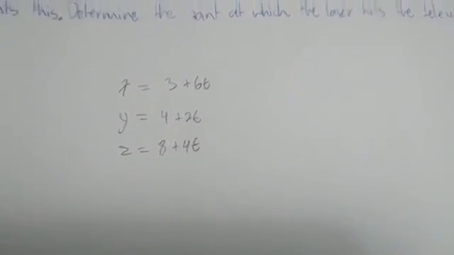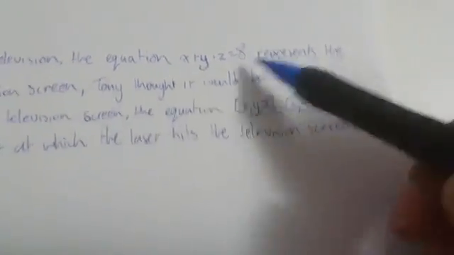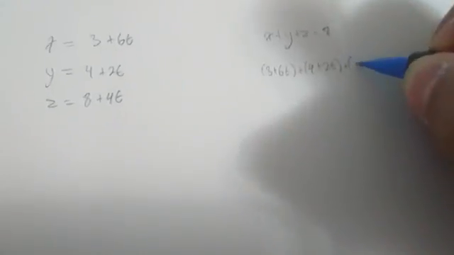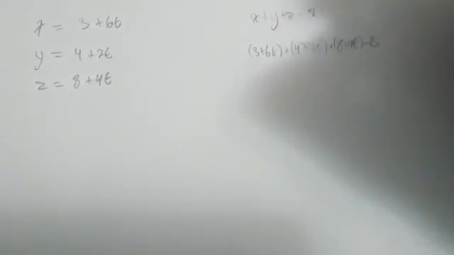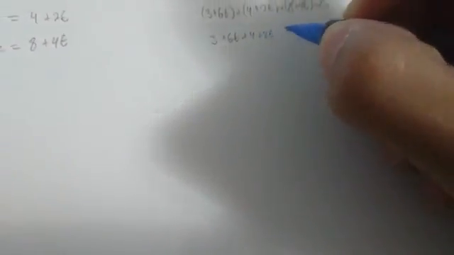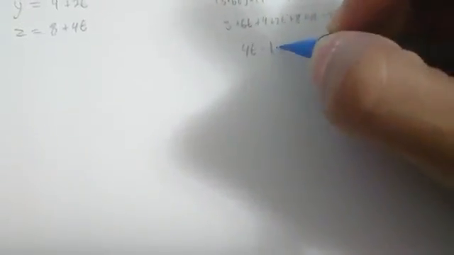Now we take these parametric equations and sub them into our scalar equation, x plus y plus z is equal to 8. We sub in the parametric equations for each variable. So that becomes 3 plus 6t plus 4 plus 2t plus 8 plus 4t, which is equal to 8. And now we just isolate for t. So that becomes 4t equals 8, and now we find like terms. So it becomes 4t minus 1, which is equal to 8, and so t is equal to 2.